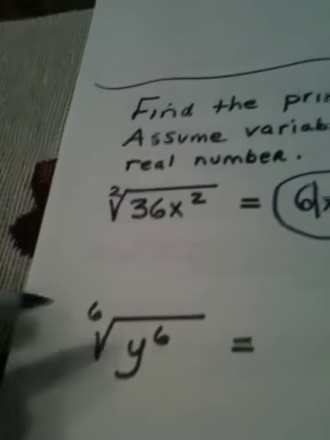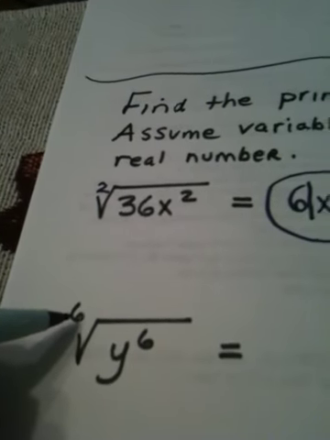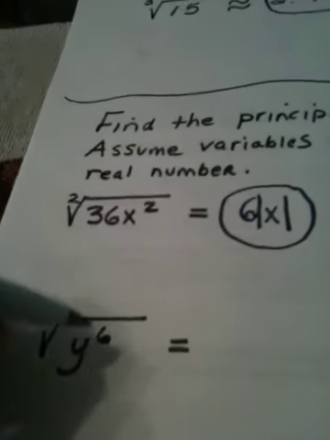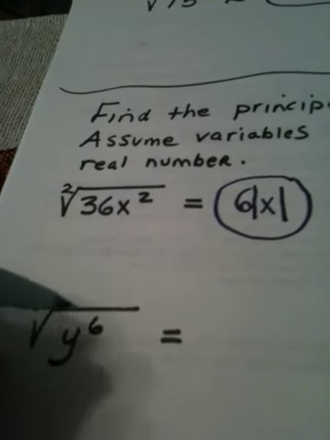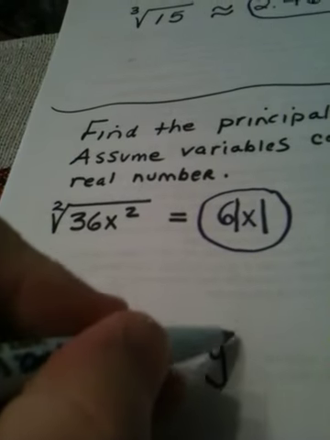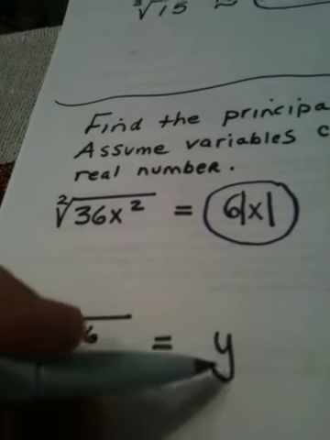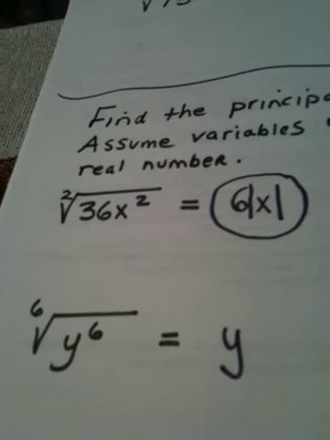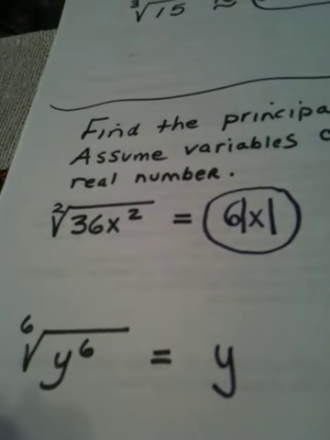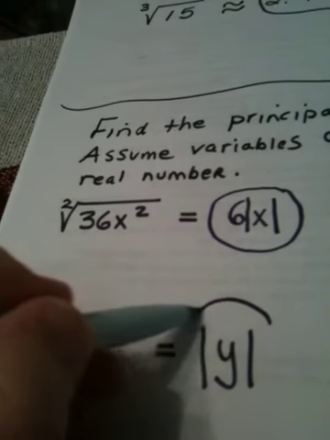Here's the next problem. The 6th root of y to the 6th. Whenever the index is even, my answer has to be positive. Okay, when it's an exponent, you divide the index into it. 6 divided by 6 is 1, so I'm left with y to the first power. But there's a problem. Y, I can't tell whether that's positive or negative, and it's required to be a positive answer. So the way to make that happen is by slapping absolute value bars on it.